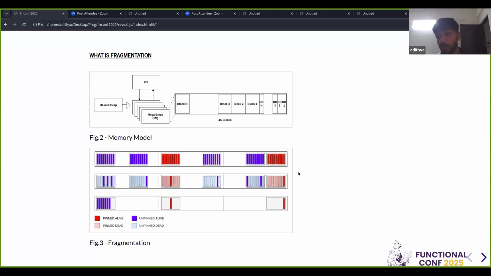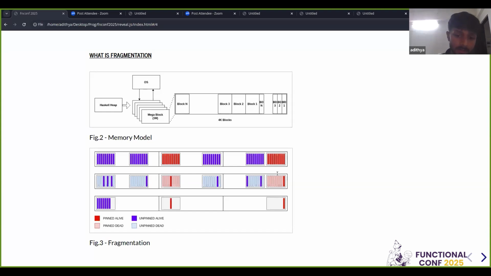The closures you saw in the tree earlier are essentially allocated inside these 4K blocks. There are two types of memory in Haskell: pinned memory and unpinned memory. Unpinned memory is memory that the garbage collector can move. Pinned memory is something that the garbage collector can't move.